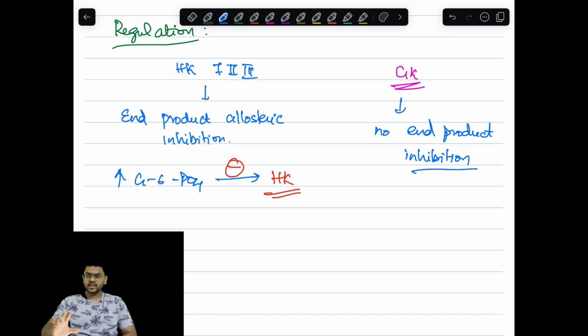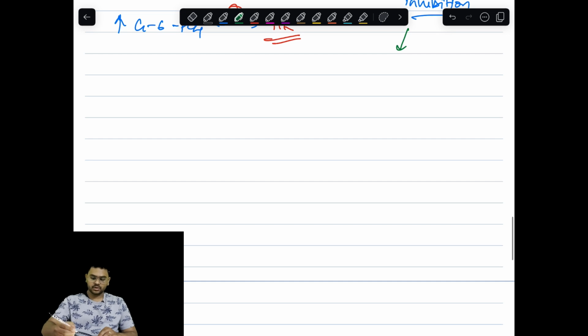It would inhibit or stop all the glucose getting converted into glucose 6 phosphate for all the anabolic processes. So there you do not need this kind of checkpoints. That is why glucokinase doesn't have an end product inhibition. So how is glucokinase regulated? Is there no regulation for it? Yes, it also has a regulation, and that regulation is with the help of glucokinase regulatory protein.